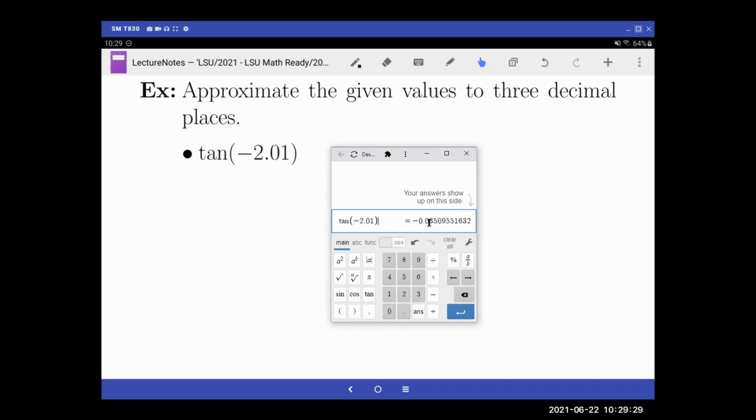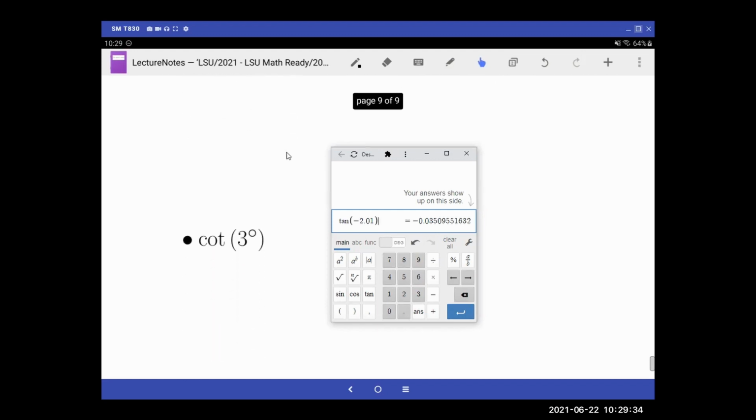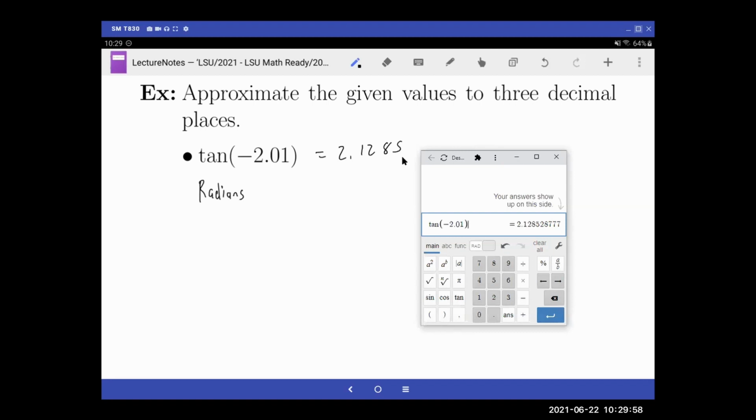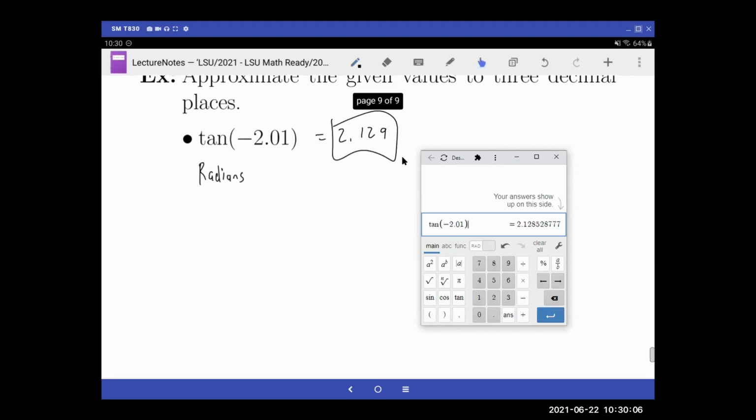Okay, but notice there's no degree symbol here. There's a degree symbol on this one, not on this one. Okay, that means that we're in radians. Okay, that's why this is a trick question. This is a radians problem because there's no little circle up here. So I'll switch this over to radians. There we go. My answer would be 2.1285. Well, 3 decimal places, so 2.129. Okay, so that's a radians question, right?